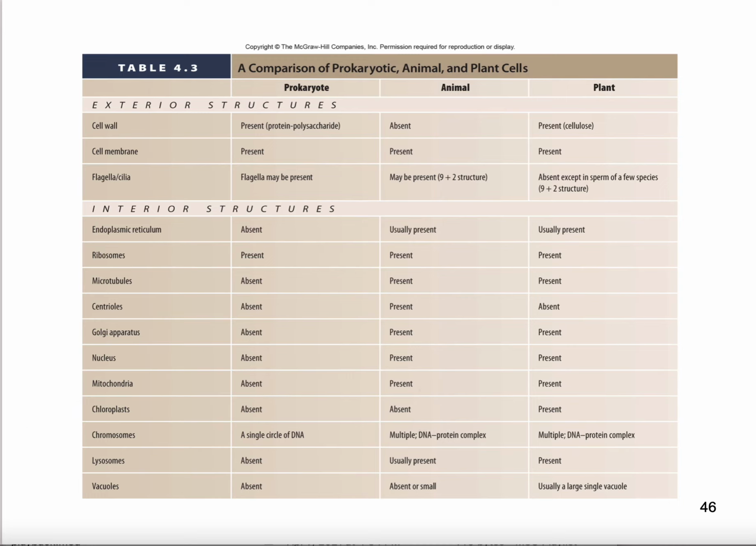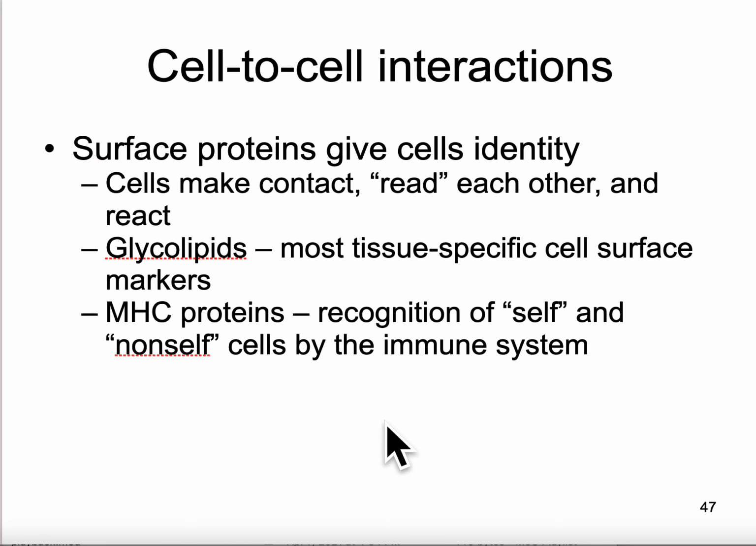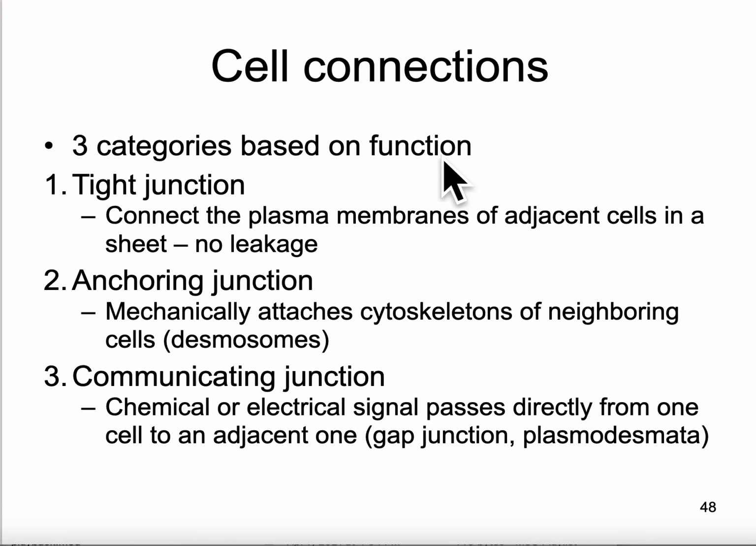The last thing I'm going to mention very briefly here is cell-to-cell interactions. So sometimes cells need to be really well connected or communicating with neighboring cells. And there are 3 different ways that they can do this. Actually more, but we're exploring 3. For cells making contact with one another, recognizing each other, etc. This is important. 3 categories are discussed in your textbook.